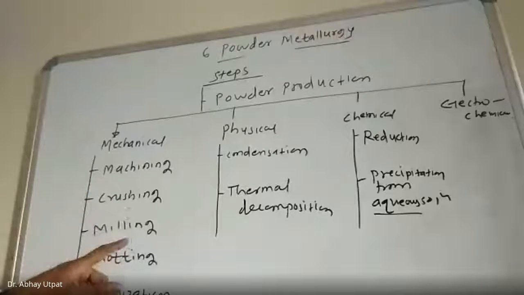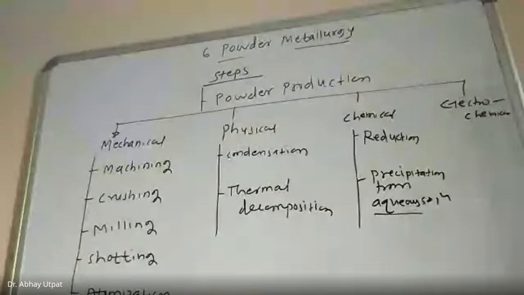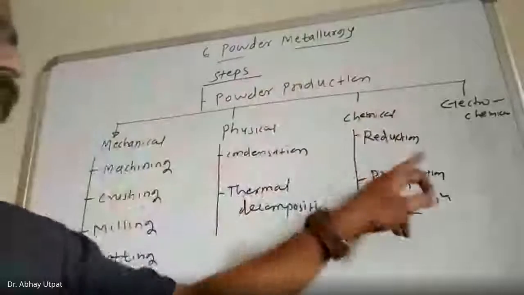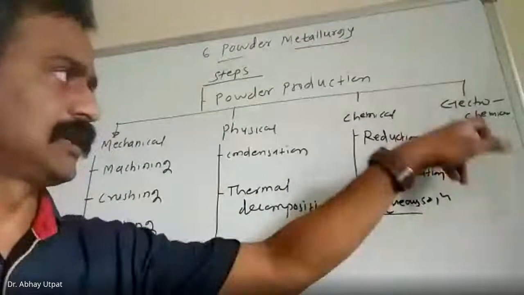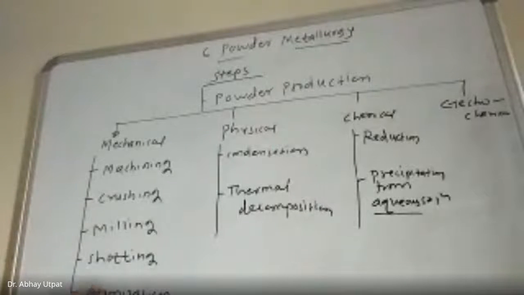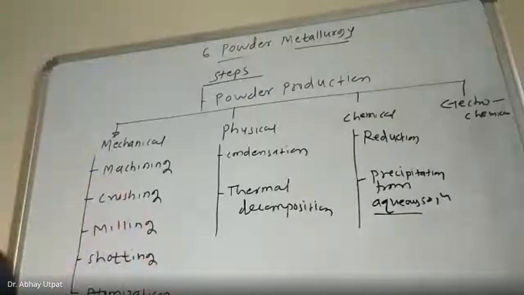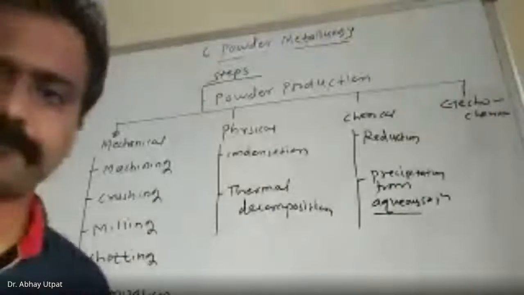Machining, crushing, milling, sorting, atomization. I repeat, machining, crushing, milling, sorting, atomization. Physical methods: condensation, thermal decomposition. Chemical reduction, precipitation from aqueous solution, and electrochemical. Now, today I will explain mechanical methods. And the remaining methods I will explain tomorrow because only 10 minutes are remaining. Pay attention now.